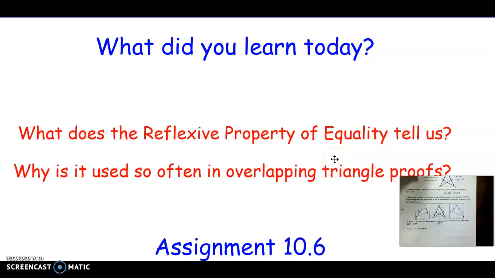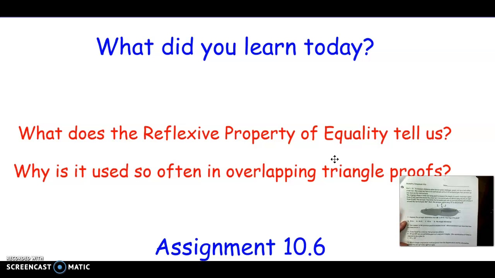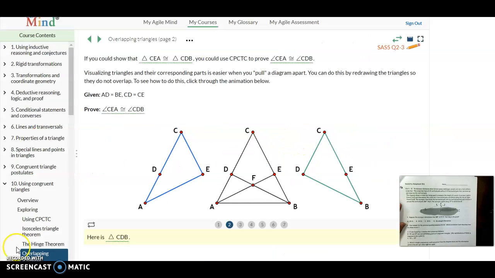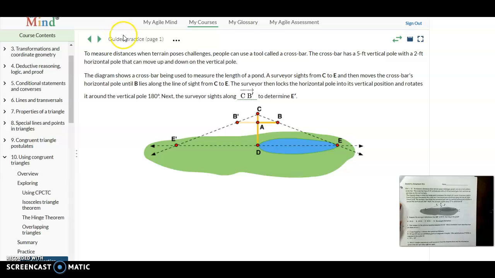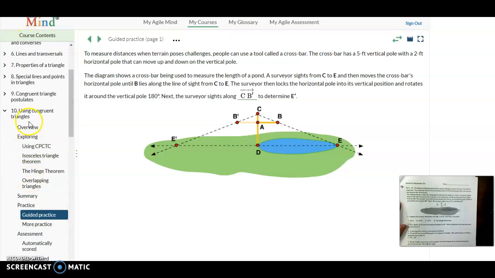All right, on your homework tonight, I just want to remind you of something that we've reminded you about throughout the year, but sometimes it just needs repeating again. So on your assignment 10.6, if you get a little confused about what's going on with problems 1 through 11, I just want to remind you that you can go to russellville.agilemind.com, use your username and password, and go to your geometry course. We're in topic 10. Those are along here on the left side. So go to topic 10 and your practice problems.